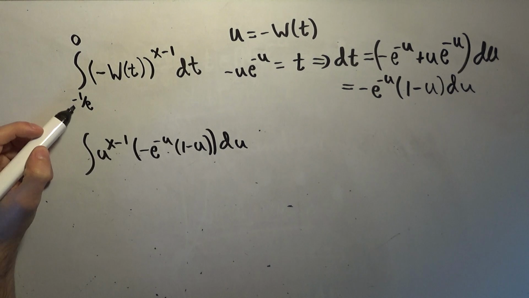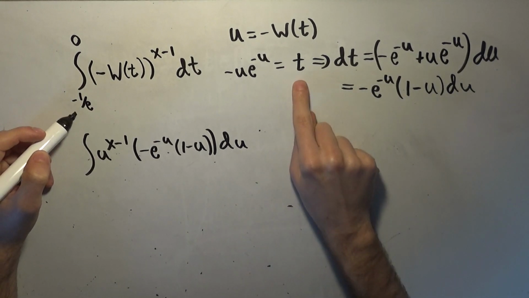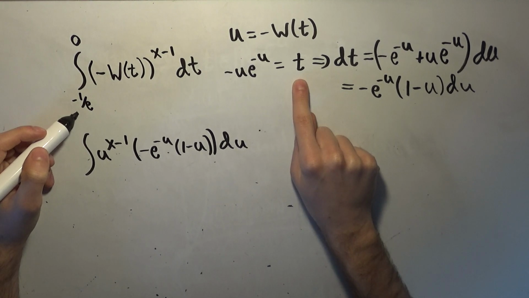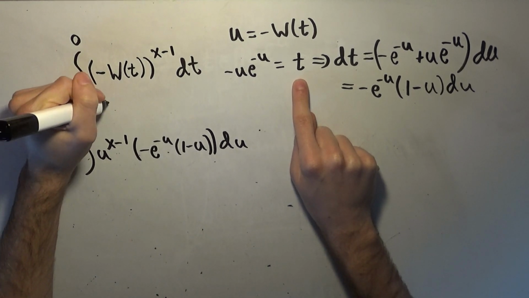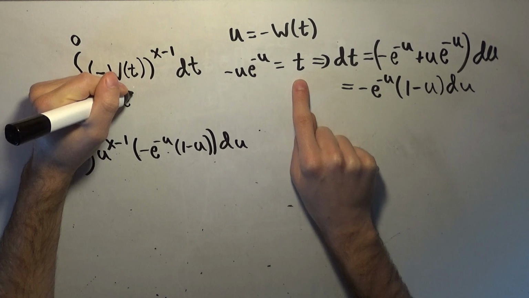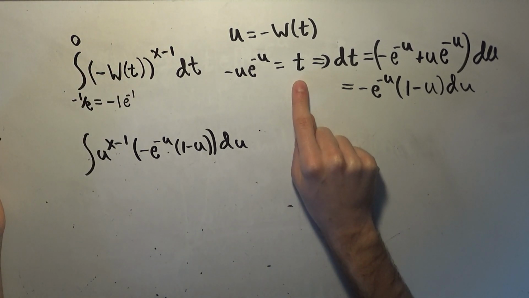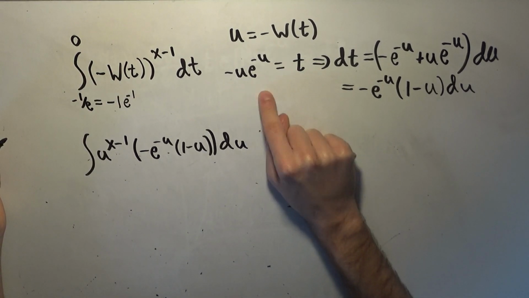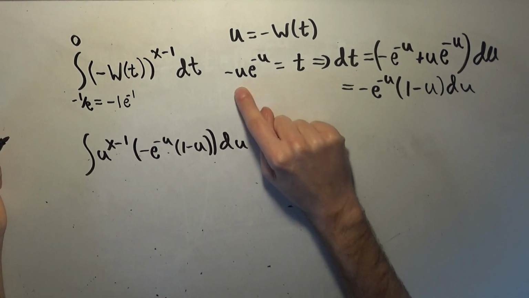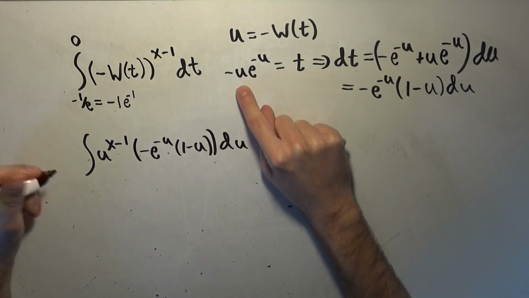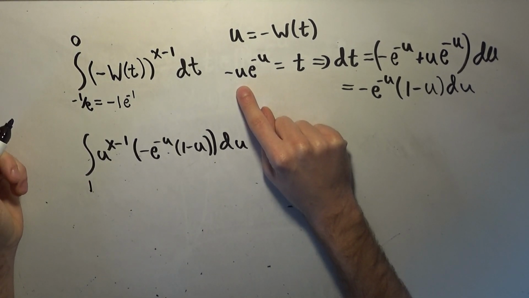Well, we know that these are the t values, and so we can simply plug these t values into here. If we want to get negative 1 over e, well, that's the same thing as negative 1 times e to the negative 1. Which means if we want this to look like negative 1 times e to the negative 1, that means u has to be 1. So the lower bound of this integral is 1.